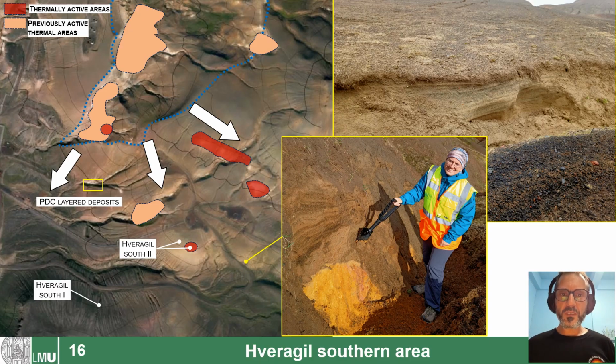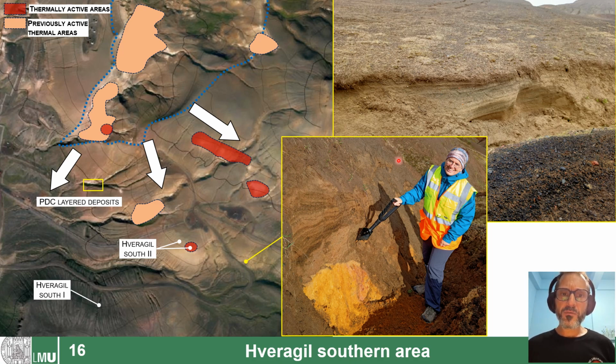We now move to the southern part of the Kveragil fissure. In this region, there are numerous areas which exhibit evidence of past and current geothermal activity. The surface here mainly consists of deposits from the Kveragil eruption, which are primarily layers of pyroclastic flow deposit, as depicted in the images.